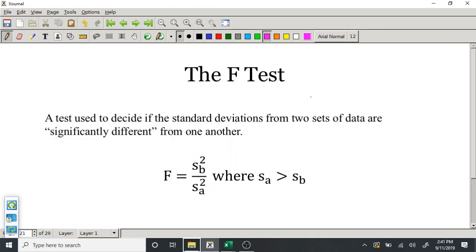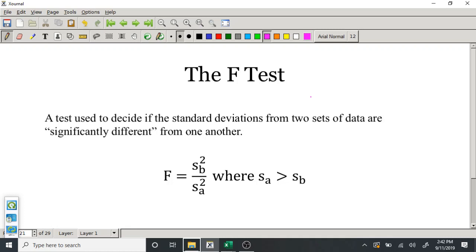Essentially, what the F-test is doing is saying, okay, if you have two sets of data, are the standard deviations significantly different or are they the same? You take the standard deviation for one set of data, square it, and divide that by the square of the standard deviation for a second set of data, where you put the larger value on the top. So F is always going to be greater than 1.